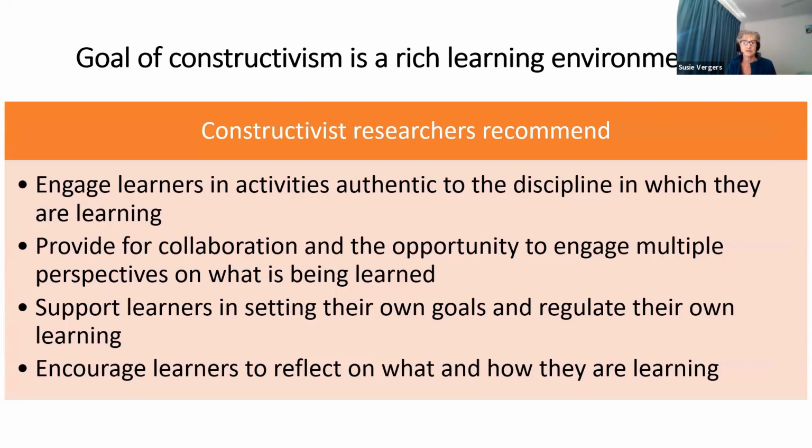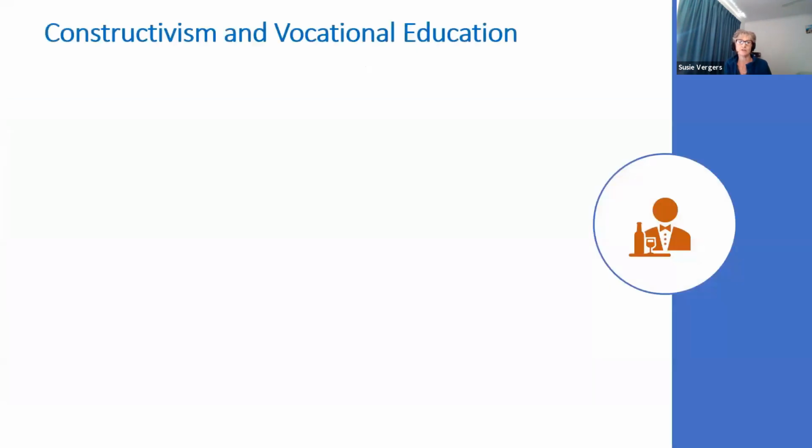Support students in setting their own goals and regulating their own learning, because one of the keys with constructivism is that students are expected to take some control over their own learning. That's a key part of the theory and of how students learn. If they don't have a sense of meaning, don't have their own goals, and can't self-regulate their learning, then that's really going to impact their capacity to learn. And encouraging learners to reflect on what and how they're learning is important in creating that rich learning environment.